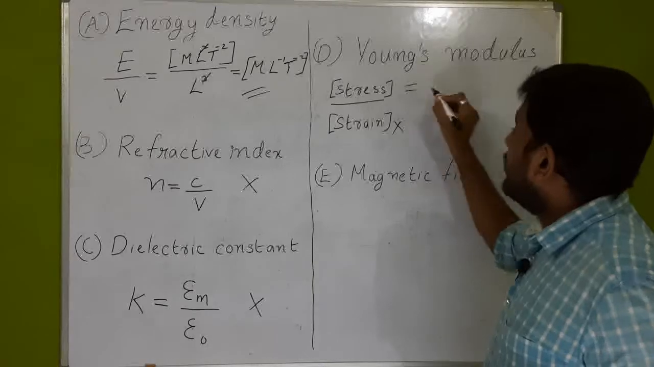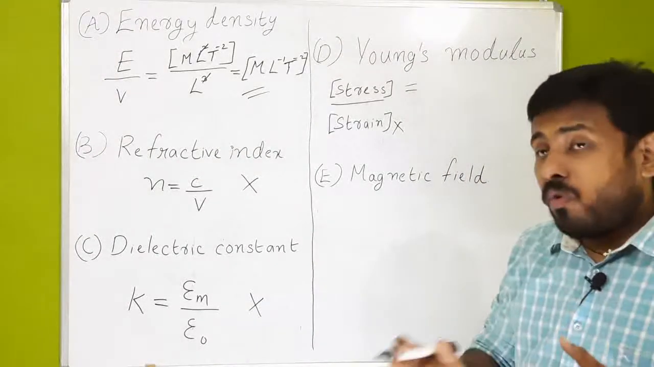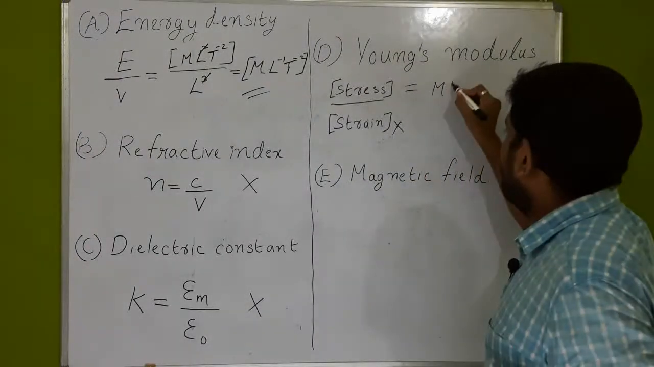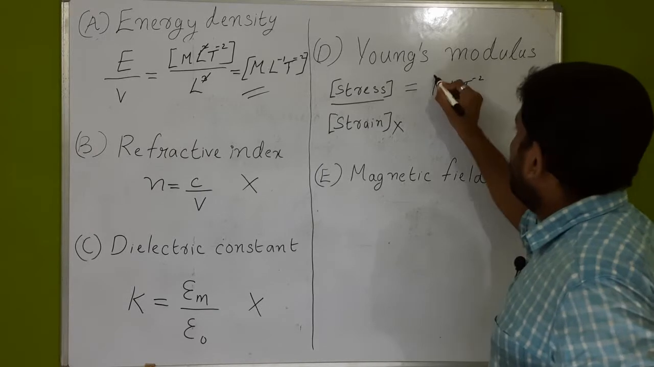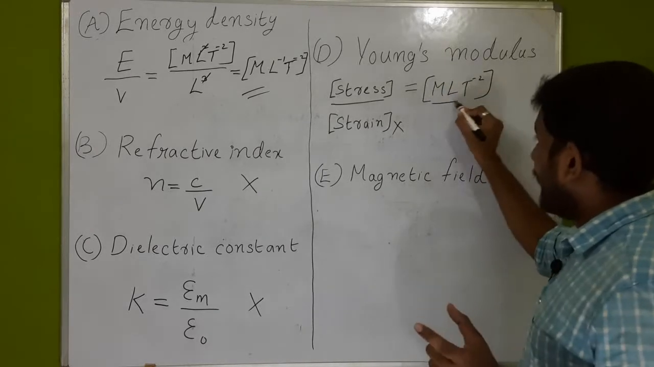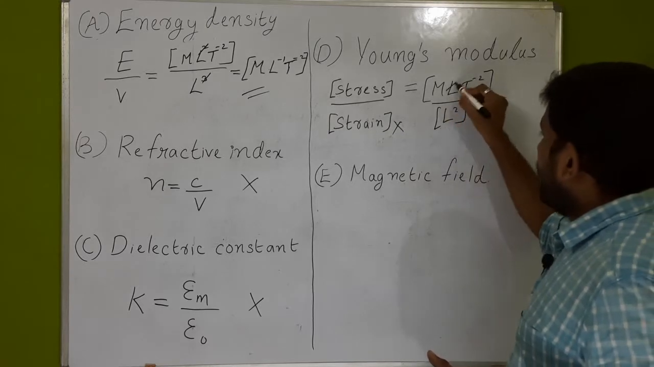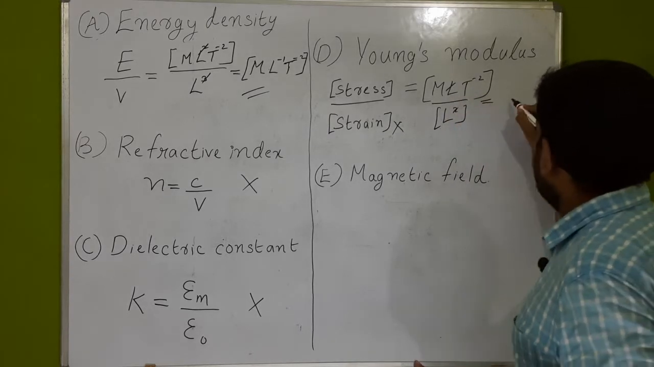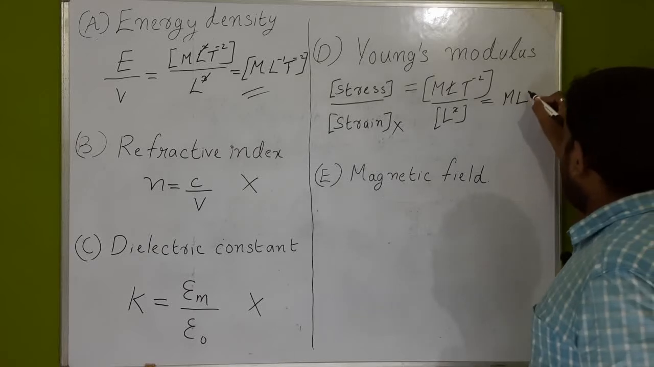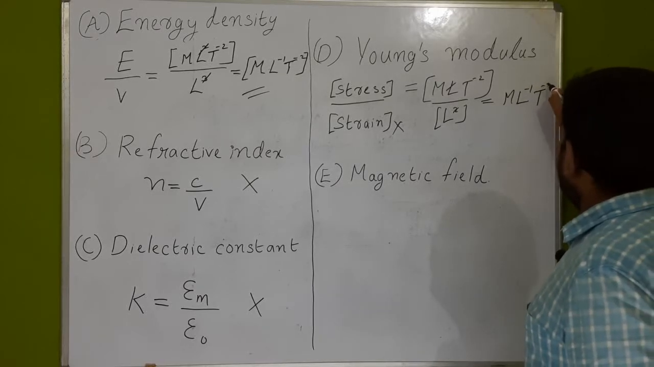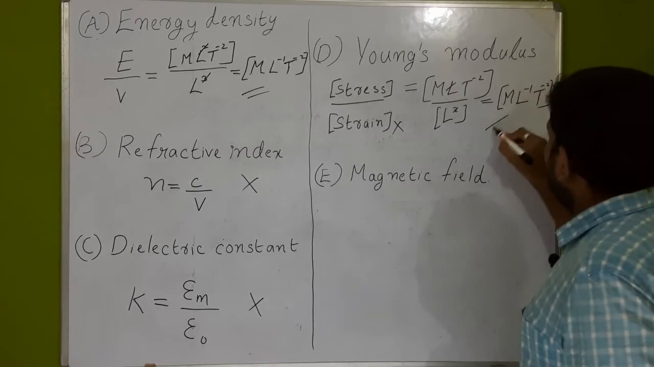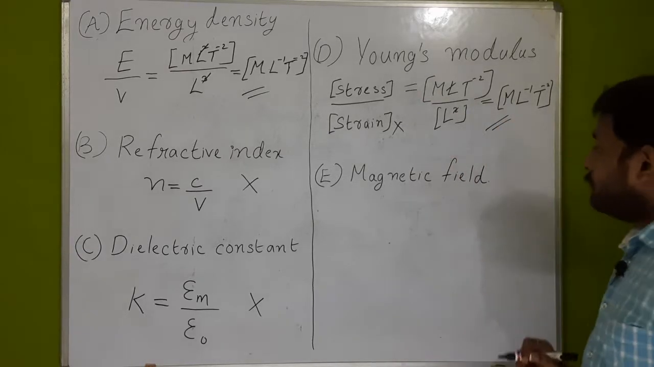Next is stress. Stress is having the dimension of force by area. That is force, that is mass times acceleration divided by L square. This L and L square cancels, and we will get M L raised to minus 1 T raised to minus 2. So this is the Young's modulus.